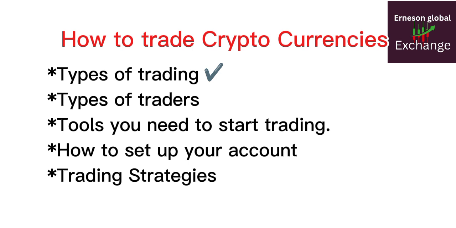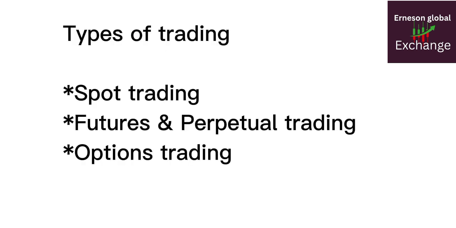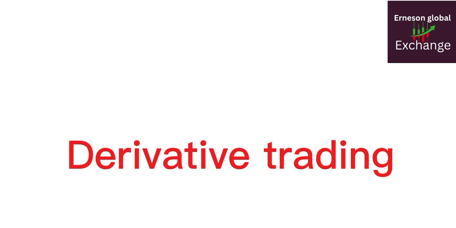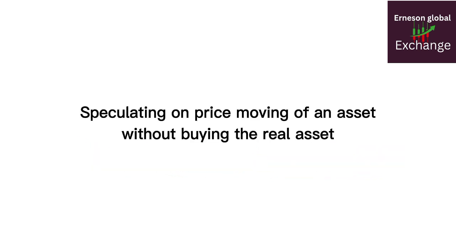So I said we have 3 types of trading on a centralized exchange. One, we have spot trading. We have futures or perpetual trading. And we also have option trading. Now, futures, perpetual, and or option trading are collectively called derivative trading, because in this you're speculating on the price movements of the real asset without buying the asset itself.